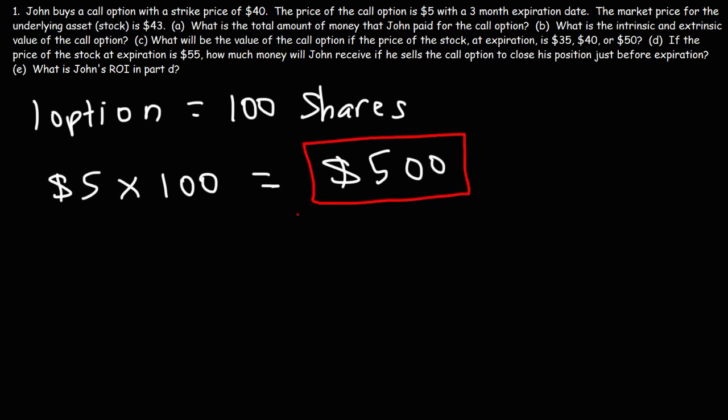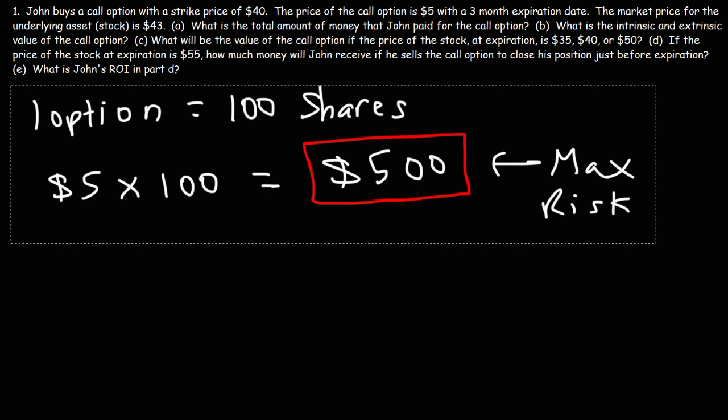This is the maximum amount of money that he could lose on his trade. So this is his maximum risk. Thus, for option buyers, their risk is limited. Their potential reward is unlimited, but they have limited risk in buying options. So that's the answer for part A.